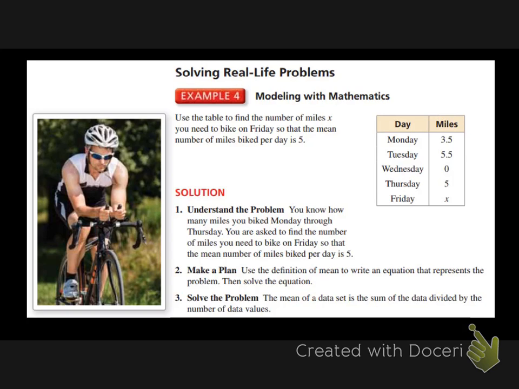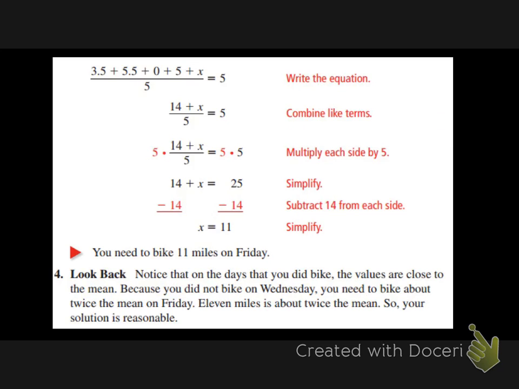So then, looking at solving the problem, the mean of the data set is the sum of the data divided by the number of data values, the definition of mean. So if we look at this, we're going to take all those Monday, Tuesday, Wednesday, Thursday, plus x, our Friday, and divide it by the 5 days. And we know that that's equal to 5 because that's what it tells us. So if you add 3.5 plus 5.5 plus 0 plus 5, you get 14. 14 plus x, all divided by 5 equals 5.